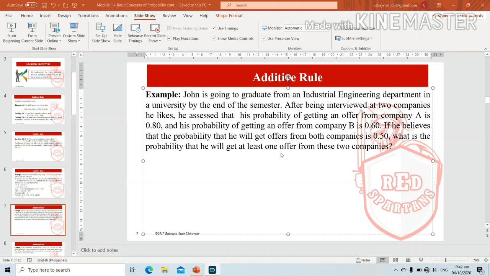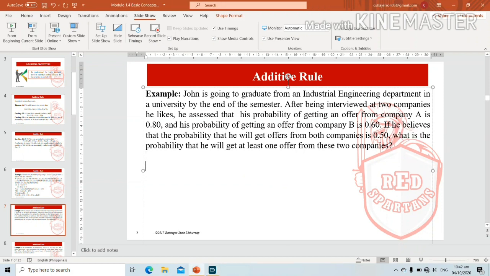So pag sinabi natin at least one, ibig sabihin either mapili yung company A or company B or pwedeng parehas yung dalawang company. Kaya ang ating hahanapin dyan is the probability ng company A union company B. So yan, anong probability ng A union B? So let A para sa company A and let B para sa company B.